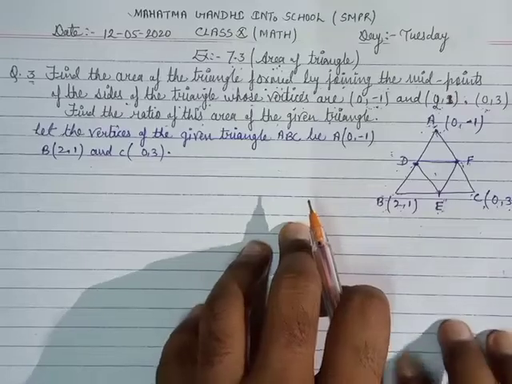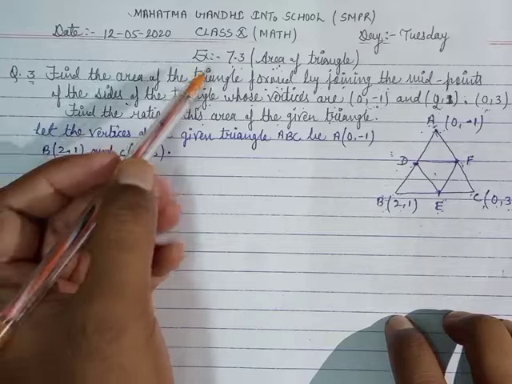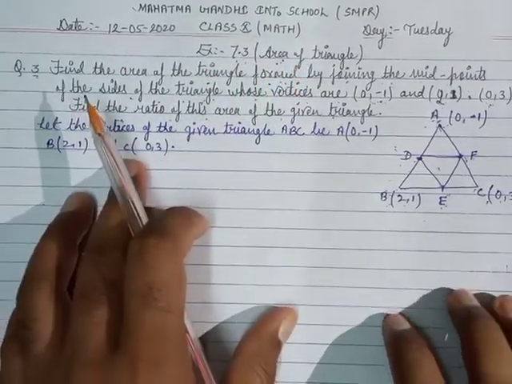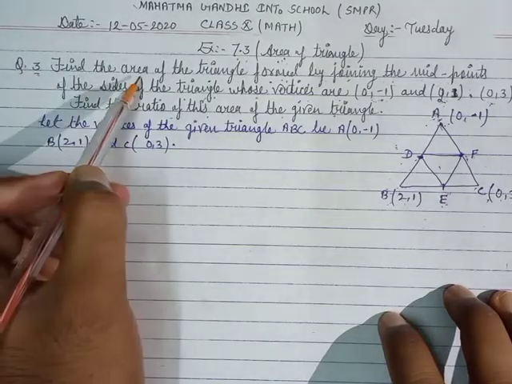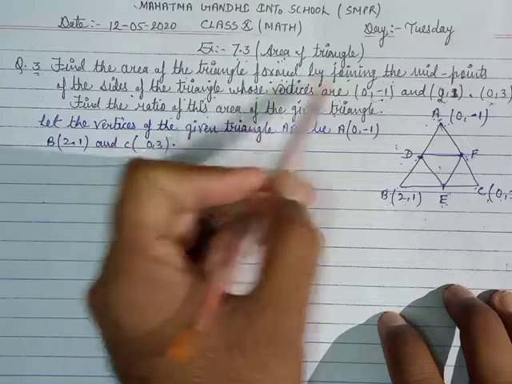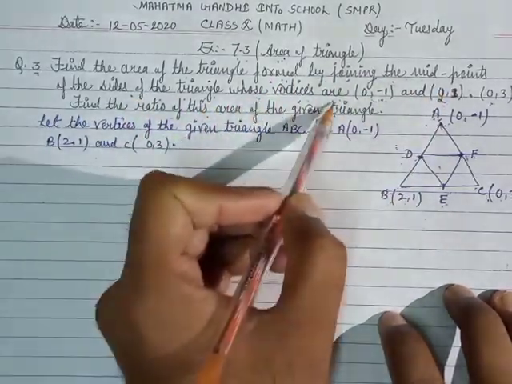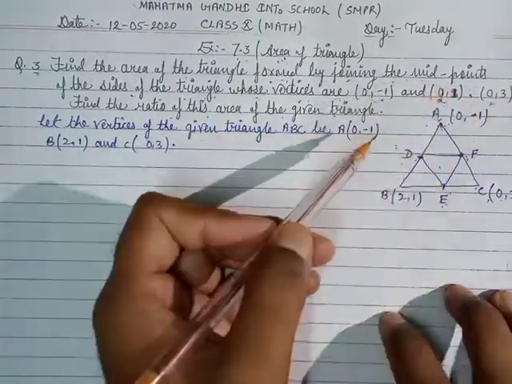Hello students, in this video we will solve some questions of exercise 7.3 which is related to the area of triangle. We solve question number 3. Let us start now. Find the area of the triangle formed by joining the midpoints of the sides of the triangle whose vertices are (0, -1), (2, 1) and (0, 3).